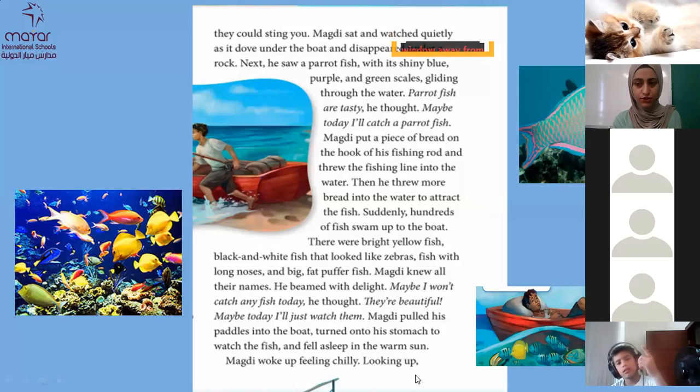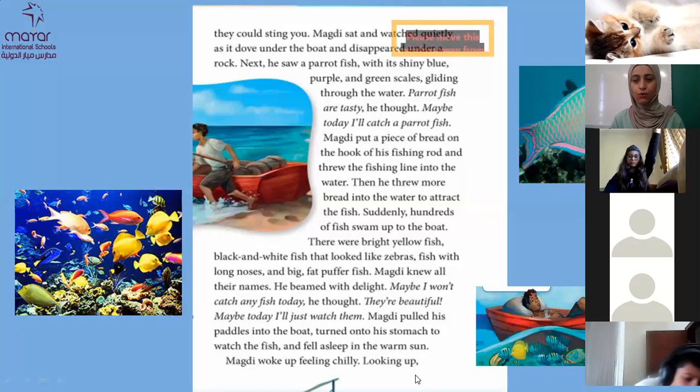Now, let me ask you this question. If you know the answer, raise your hand. Why did Magdi decide that he would not catch any fish that day? So he went fishing, right? So why did he change his mind? All right, let's see.